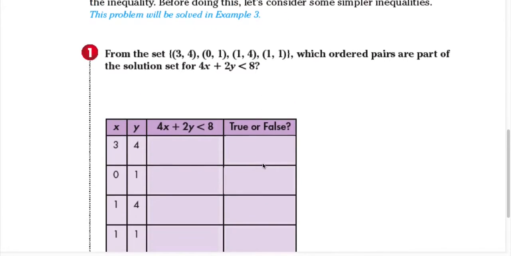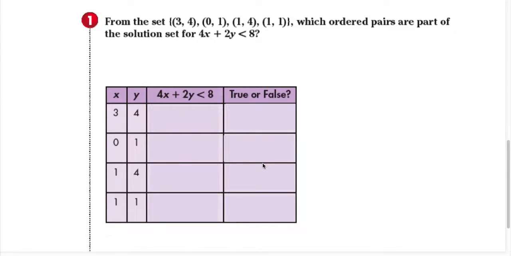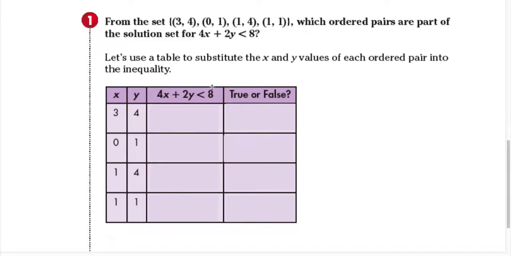Let's take a look at example number 1. From the set (3, 4), (0, 1), (1, 4), (1, 1), which ordered pairs are part of the solution set for 4x + 2y < 8? First, let's use a table to substitute x and y values for each ordered pair into the inequality. If you use the ordered pair (3, 4), we end up with 20 < 8, which is false. If you use the ordered pair (0, 1) and substitute into our inequality, we end up with 2 < 8, which is true.